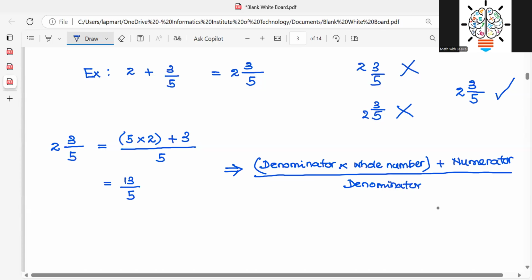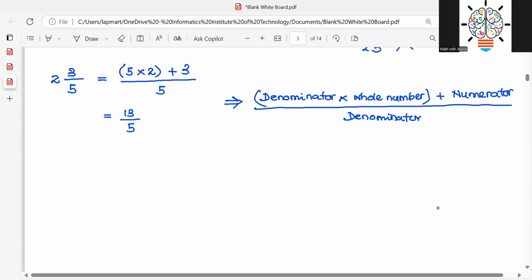Right? You just see what I did. The denominator 5, I multiplied by the whole number 2. Then I got the answer 10. Then I add the numerator value 3. Then I get the answer 13. And I write the denominator as it is. So this is how you convert the mixed number into an improper fraction.